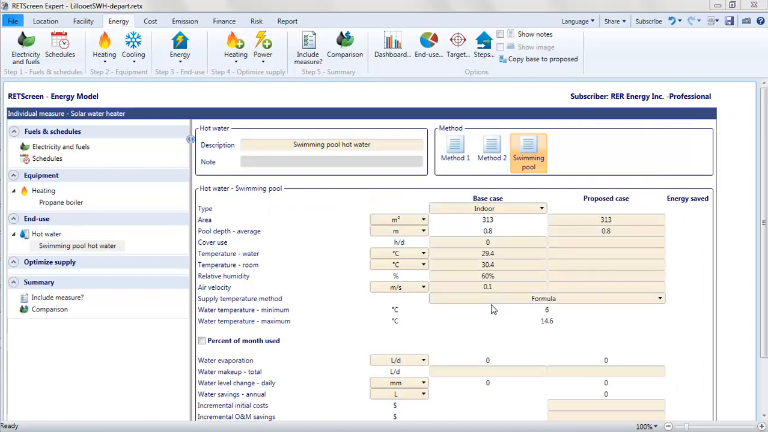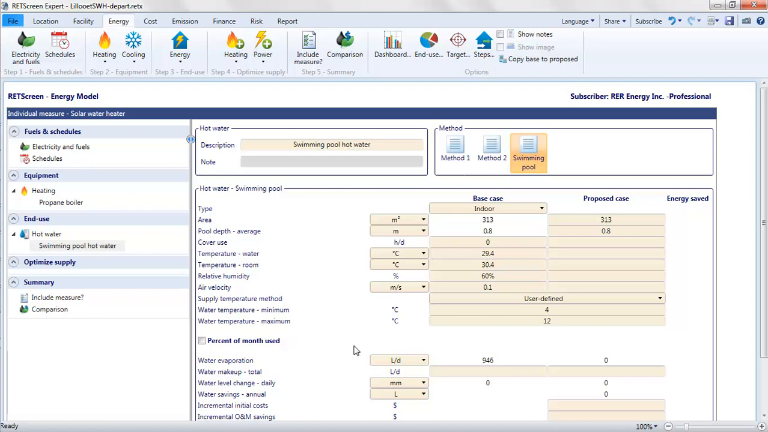We need an estimate of the makeup water supply temperature. RetScreen can use a formula method applied to the climate data from the Location tab. In this approach, it estimates that the minimum and maximum supply water temperatures are 6 and 14.6 degrees Celsius. On-site measurements indicate that the water is colder than this, so I will select user-defined for the method and enter temperatures of 4 and 12 degrees Celsius, reflecting measurements taken on site.